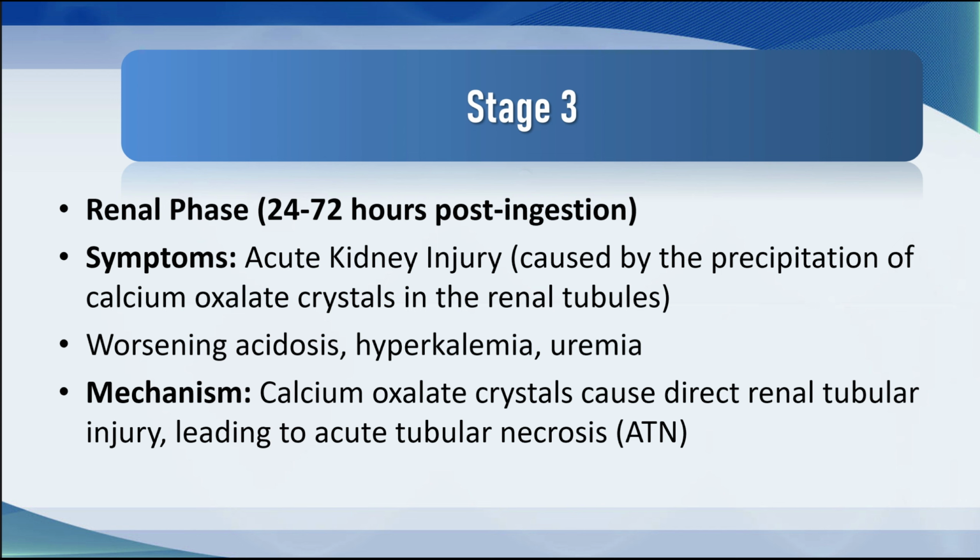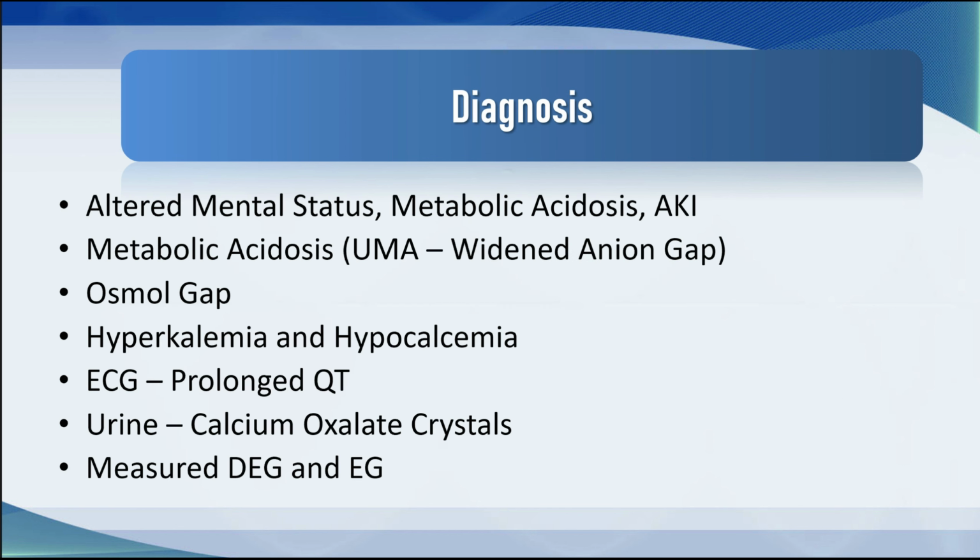So how do we identify ethylene glycol poisoning? Well, it's difficult. Initially, the patient presents with altered mental status. They'll have a metabolic acidosis, early acute kidney injury. The metabolic acidosis is associated with the widening of the anion gap because of unmeasured and unmeasurable anions. There is an osmolality gap, and that really clinches the diagnosis.